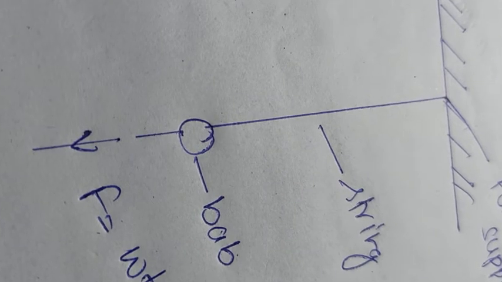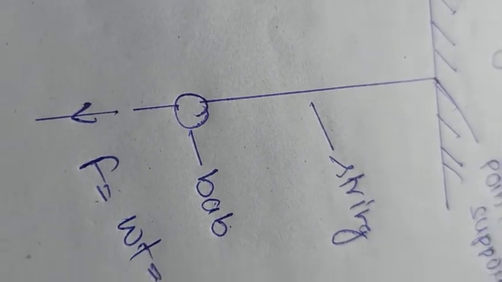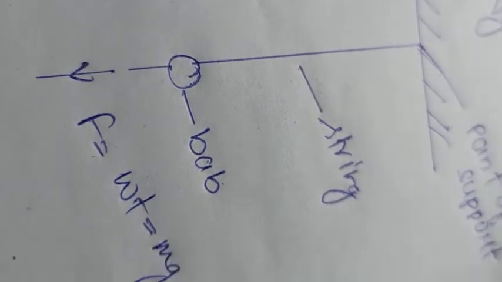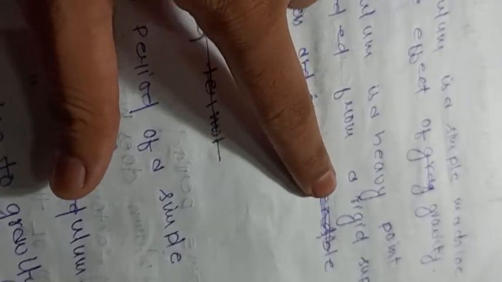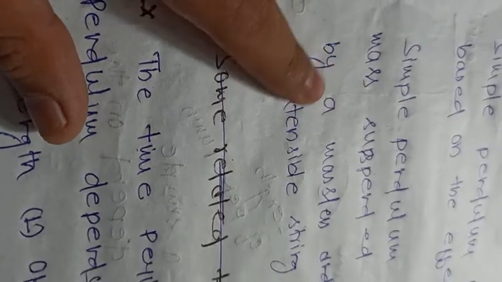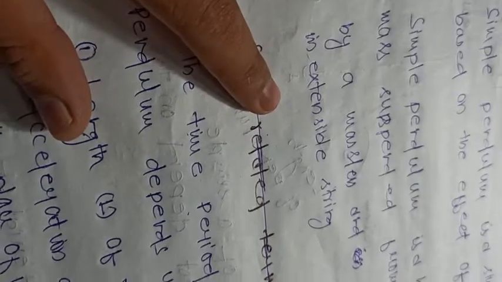I will show the definition here. You can write it down. Simple pendulum: see here. A simple pendulum is a heavy point mass suspended from a rigid support by a massless and inextensible string.